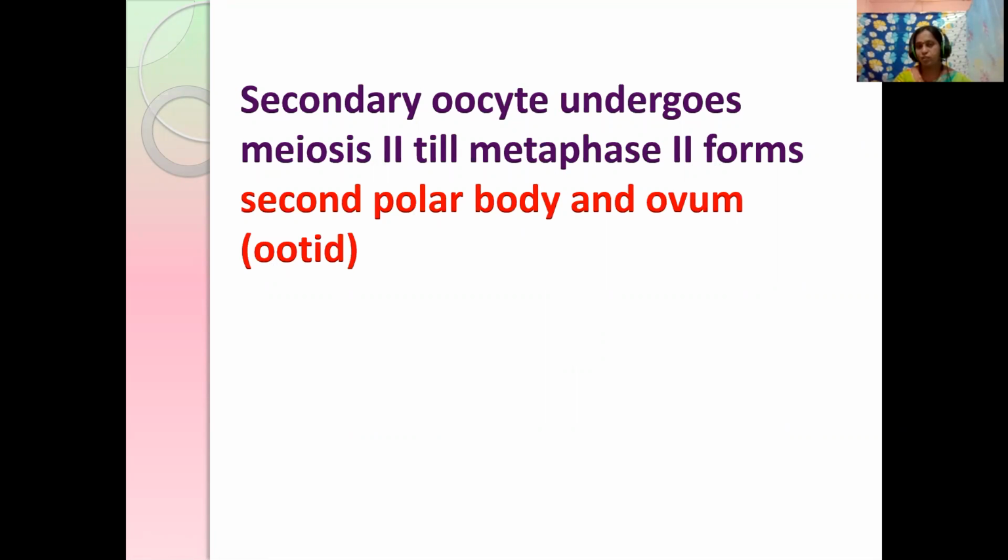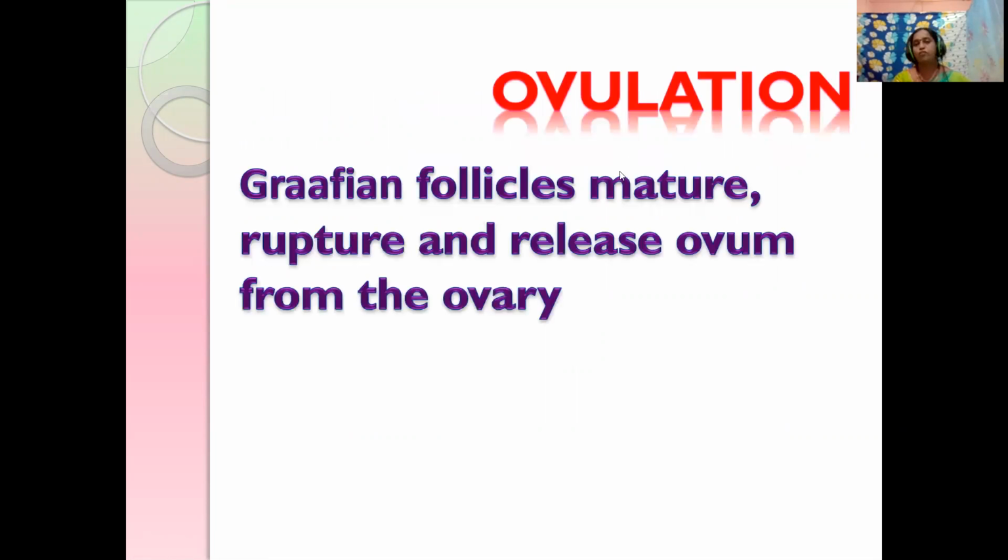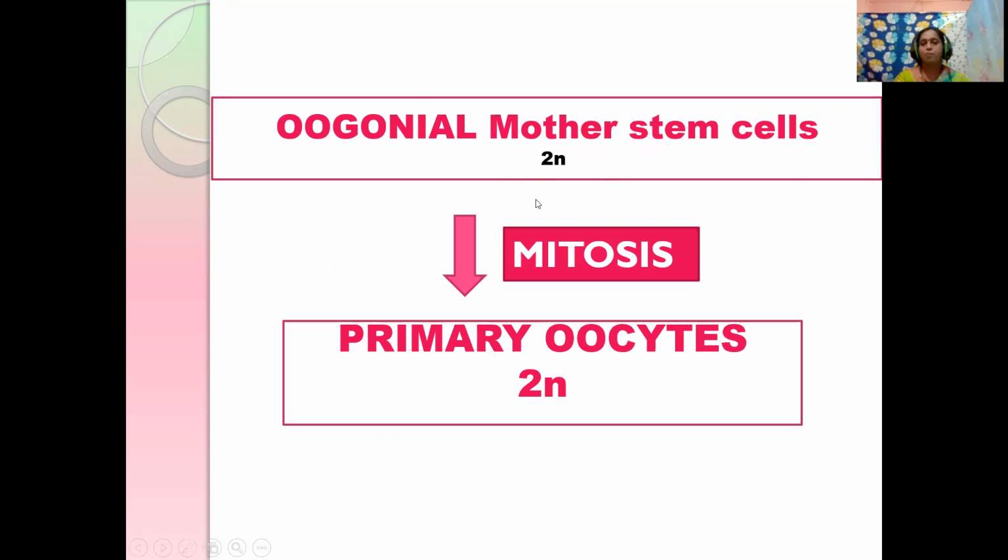What is the process, students, of releasing the ovum? It is ovulation. So the Graafian follicle ruptures to release the ovum and form the corpus luteum.